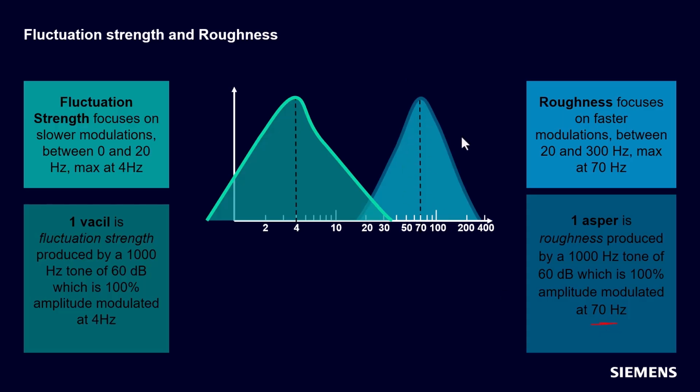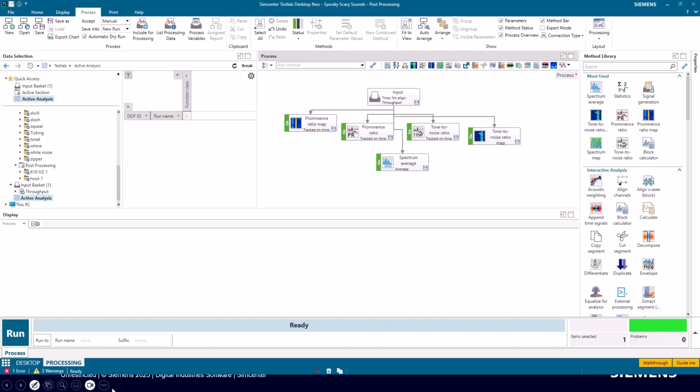If you're like most people, you probably don't know how many modulations are in your signal. You're probably not hand counting them. You could do a Hilbert envelope, but you could also just calculate both the fluctuation strength and the roughness and get a good idea of which one is higher, and that one will probably tell you which metric you should be using. Both of these can be used and calculated at the same time. We'll take a look at how to do that in Test Lab.